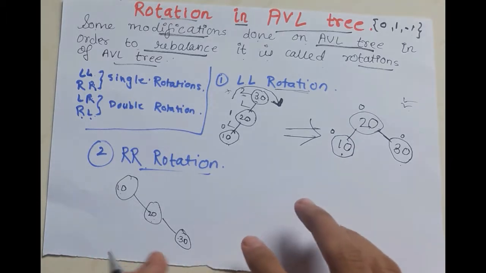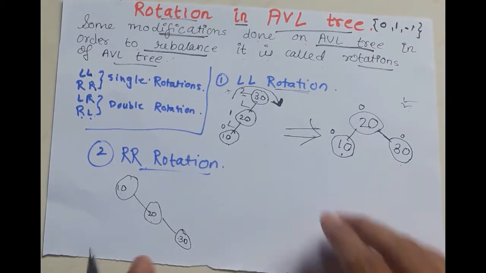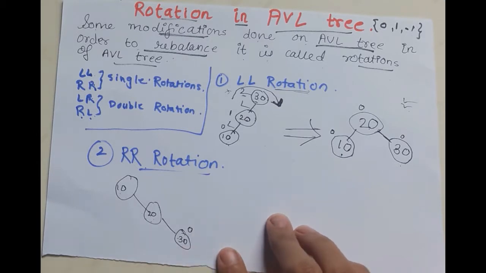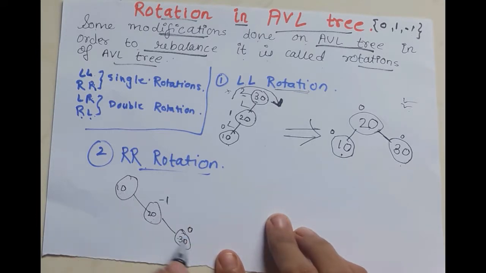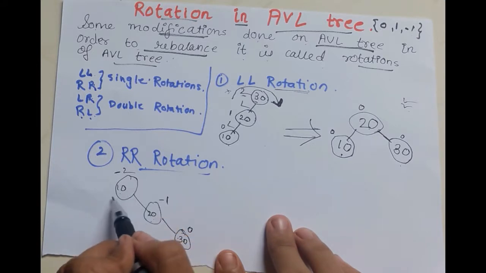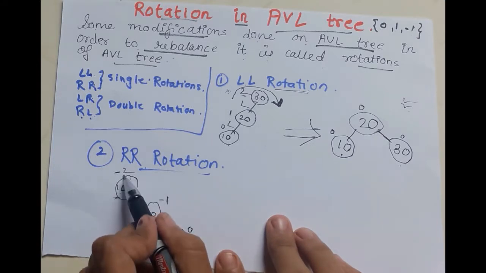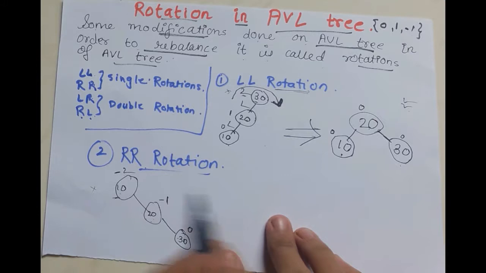Okay. Now first thing what we'll do, we'll check the balance factors. So balance factor of this node is 0. 20, 0 minus 1 is minus 1. 10, 0 minus 2 is minus 2. So again, the balance factor for this node became minus 2, which is not acceptable.